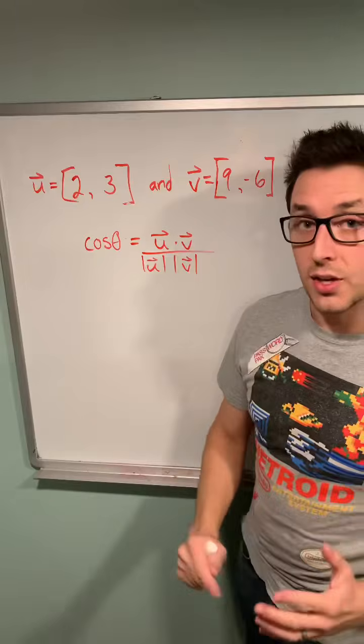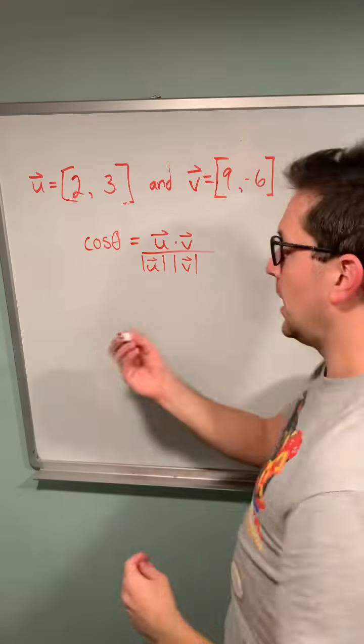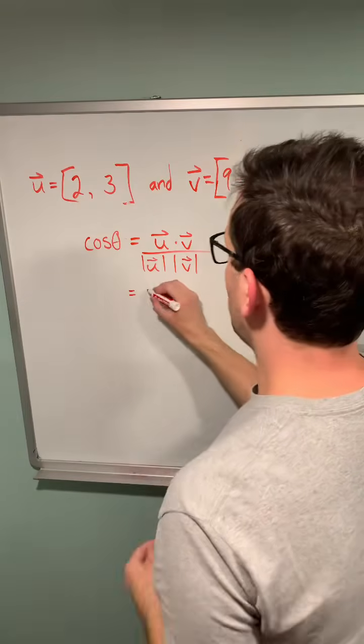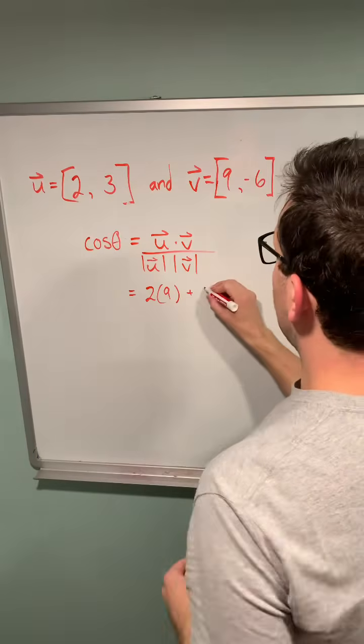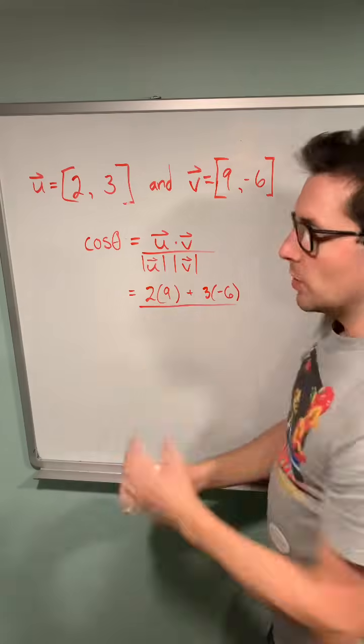To calculate the angle in between these two vectors, I'm going to use this rearranged formula for the dot product. I'm going to start by finding the dot product in the numerator by multiplying the first component in each vector and adding the multiplication of the second component in each vector. And then I'm going to divide by the magnitude of each vector.